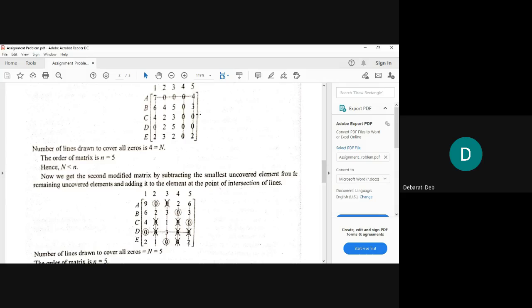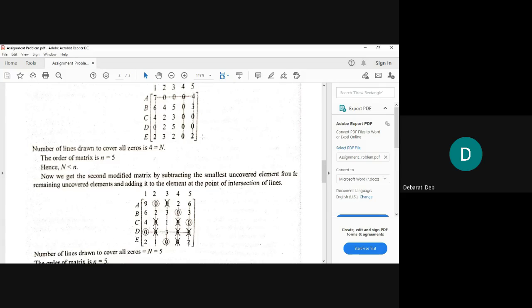Then in the third column, I'm starting from the second row, third column, because the first row you have already filled up. That is 5 minus 2, it will be 3. Then 3 minus 2, that will be 1. Then 5 minus 2, that will be 3. And last, 2 minus 2 will be 0. Okay.